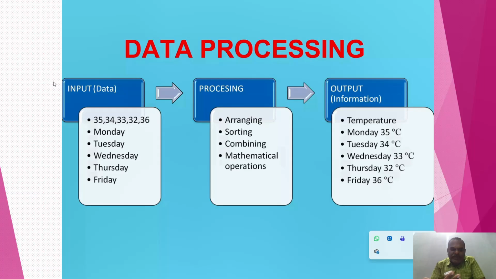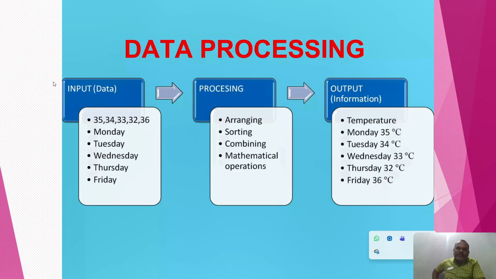Then we have different days. Similarly, we can arrange the days in ascending or descending order, whatever. Then we can combine the data. How are we combining the data? Like 33 combined with Monday. We don't have 33 days, but how we combine means we combine the number 33 with Monday, which means on Monday we have 33 degrees Celsius as that particular temperature. Can you understand? You can combine the data.